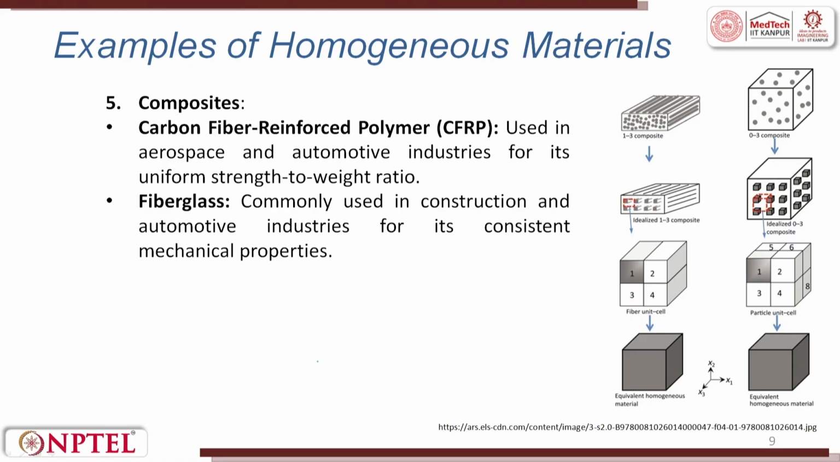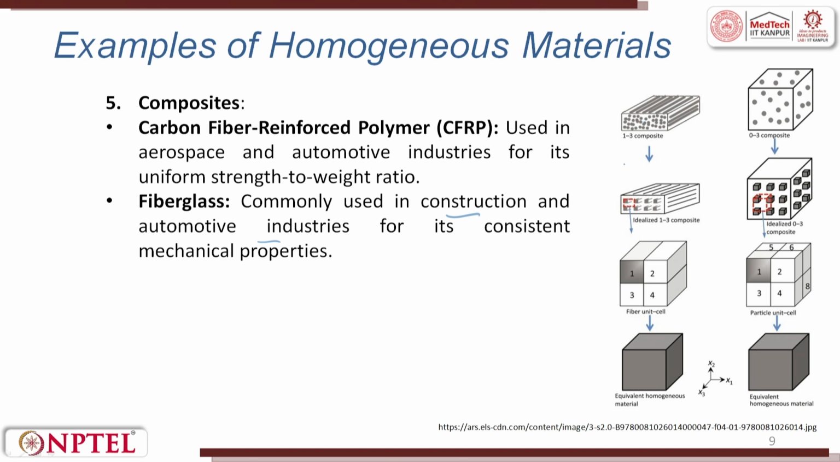Composites also fall in this category. So, composites, carbon fiber reinforced, used in aerospace and automotive industry for their uniform strength to weight ratio, are also part of homogeneous material. Glass fiber, commonly used in construction and automotive industry for its consistent mechanical property, also falls under homogeneous material. If you see here, it is a composite, wherein you have reinforcements done.